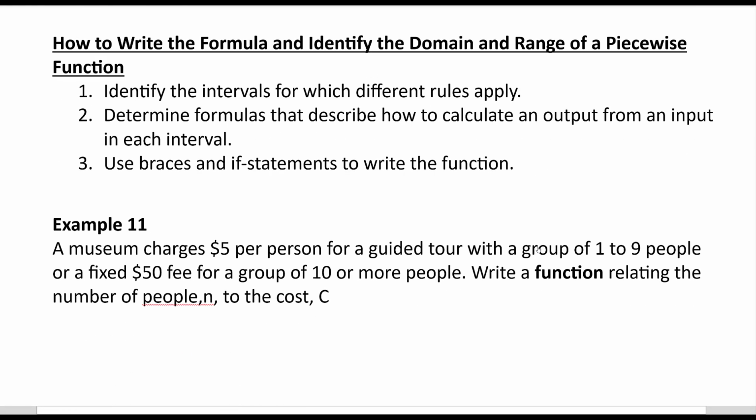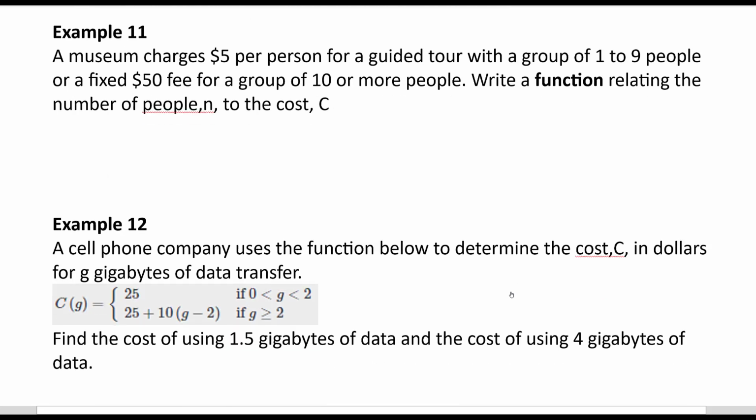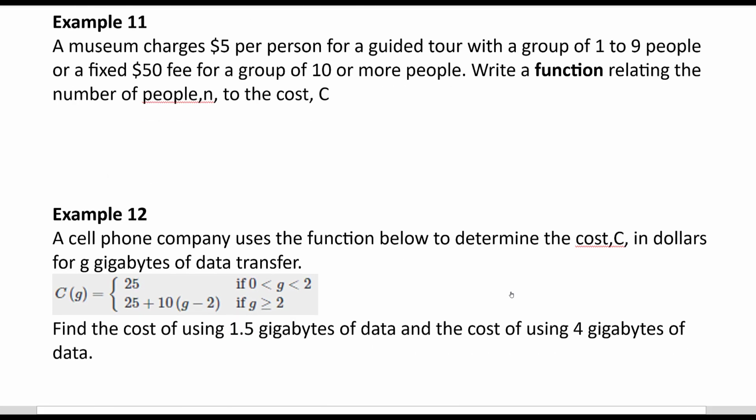So how to write the formula and identify the domain and range of a piecewise function. Identify the intervals for which the different rules apply. Determine formulas that describe how to calculate an output from an input in each interval. And use braces and if statements to write the function. So a museum charges $5 per person for a guided tour with a group of 1 to 9 people, or a fixed $50 fee for a group of 10 or more people. Write a function relating the number of people, n, to the cost, c.